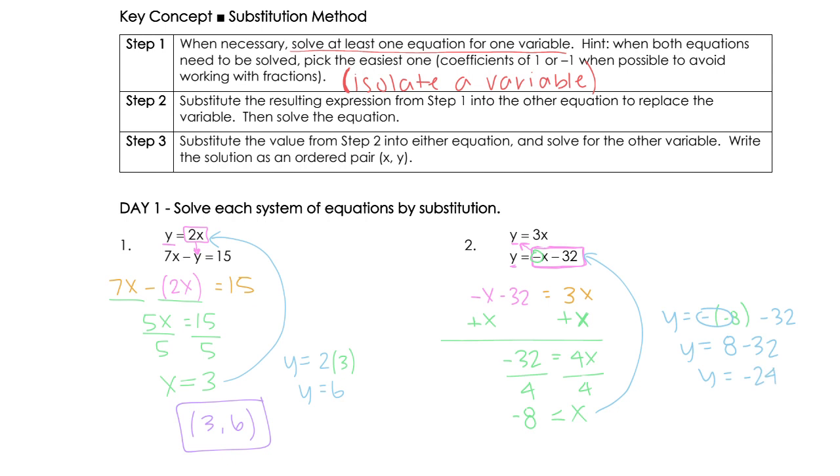And then I write my final answer, as always, as an ordered pair. So negative 8 comma negative 24. X always comes first, then y for your ordered pair. So that would be the process for substitution. We're going to go on to the second page. We have a few more examples to do together.